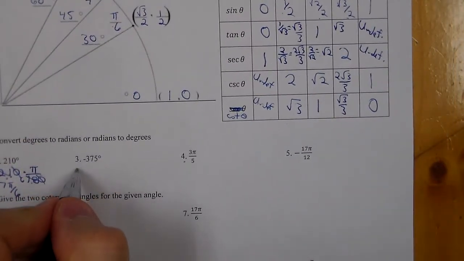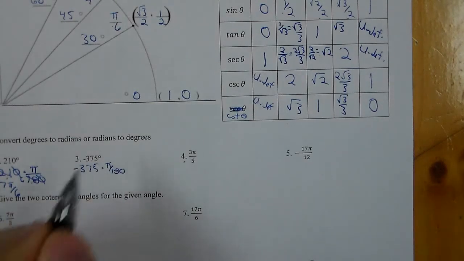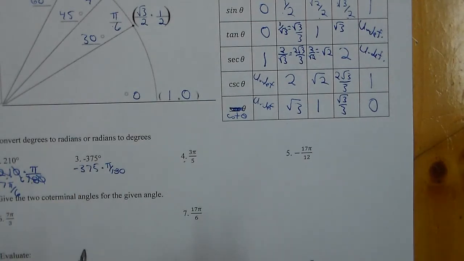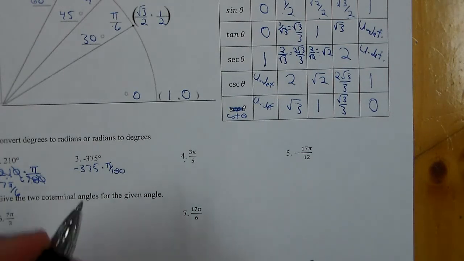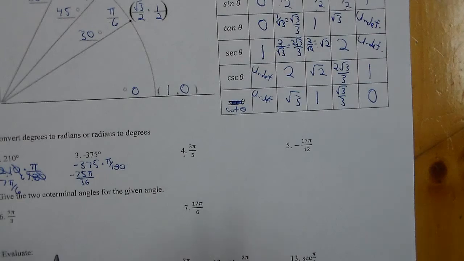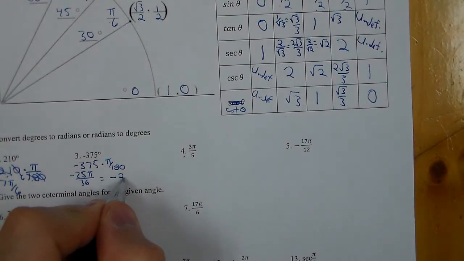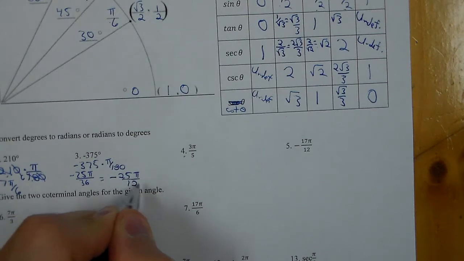Negative 375 is going to be negative 375 times pi over 180. I'm going to divide both of those by 5. 375 divided by 5 is 75, and 180 divided by 5 is 36. So I get negative 75 pi over 36, but we can still reduce that. You can divide those both by 3, and then we get negative 25 pi over 12.